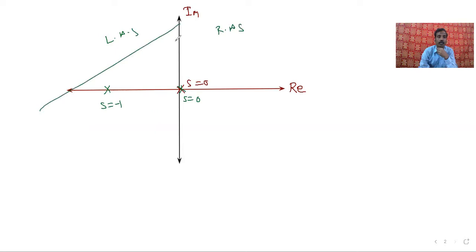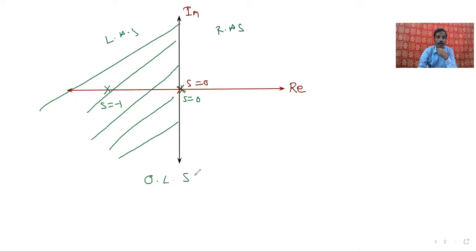All the poles and zeros are on the left hand side of the S-plane. So the open loop system will be stable, because all the poles and zeros are on the left hand side of the S-plane. That's why the open loop system is stable. Then step number 2: Nyquist contour or path.